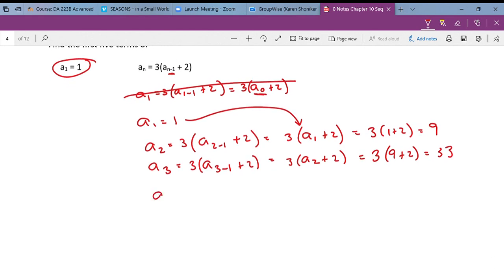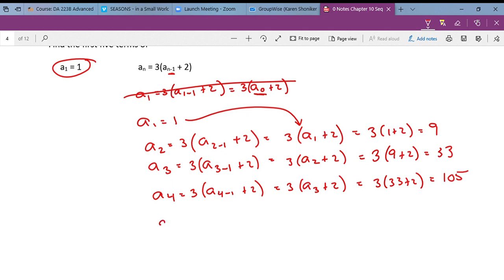So if I was going to find the fourth term, I would do a to the 4 minus 1 plus 2, which means it's actually 3 times the third term plus 2. The third term was 33. I plug that in. I have 3 times 35, which is 105.